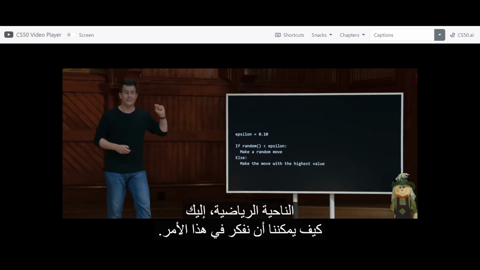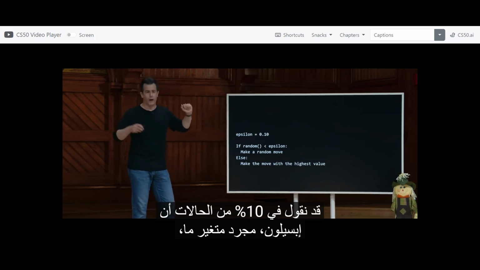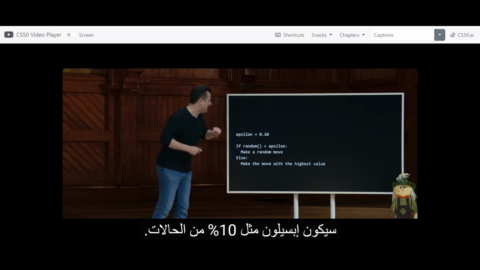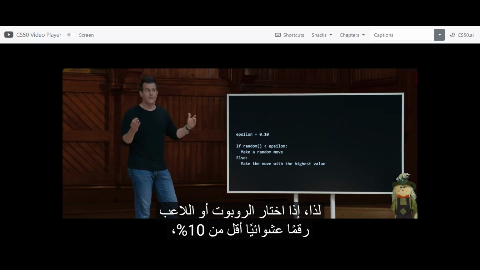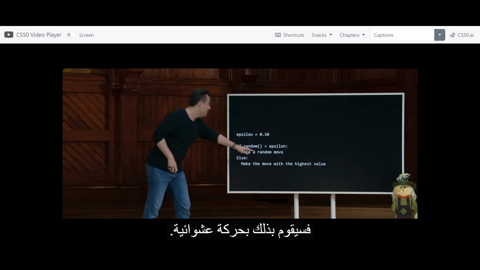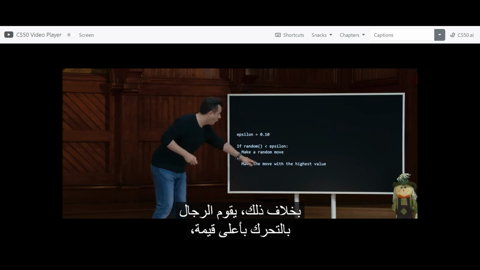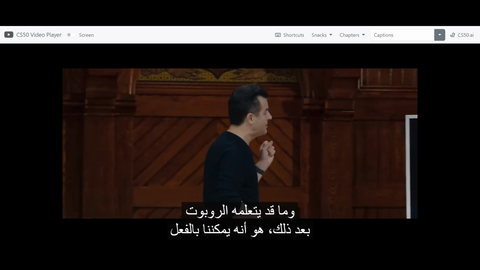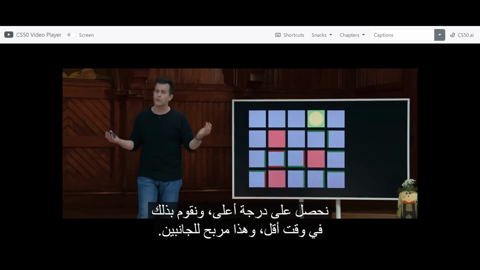So here, mathematically, is how we might think of this. 10% of the time, we might say that epsilon, just some variable, sort of a sprinkling of salt into the algorithm here, epsilon will be 10% of the time. So if my robot or my player picks a random number that's less than 10%, it's going to make a random move. Go left instead of right, even if you typically go right. Otherwise, make the move with the highest value, as we've learned over time. And what the robot might learn then is that we could actually go via this path, which gets us to the output faster. We get a higher score. We do it in less time.